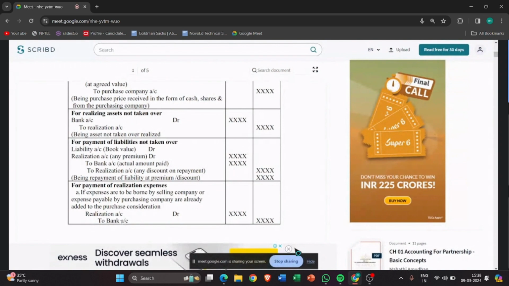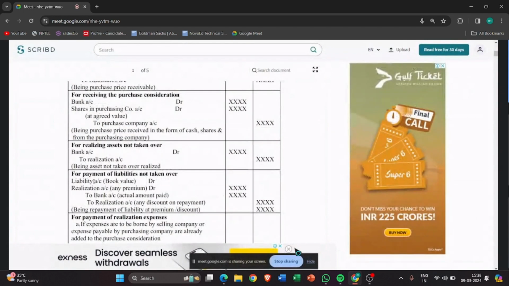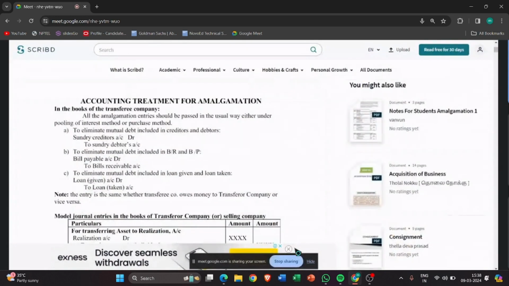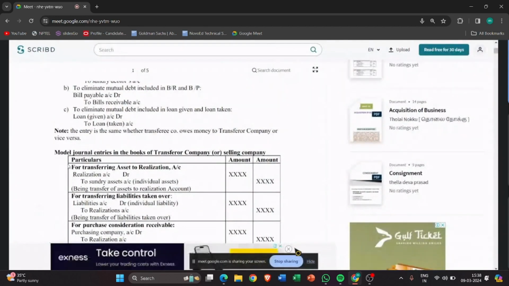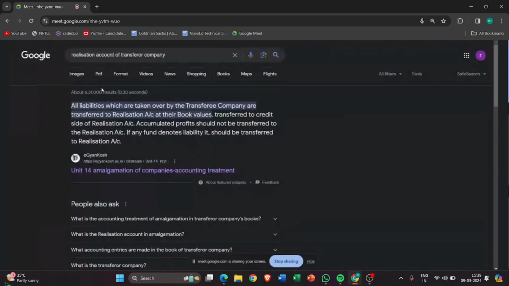Now in the examination, you could be asked journal entries in the books of transferor company. These are the journal entries. Or you could be asked just to prepare the realization account. So 3 marks question I have given preparation of realization account. So don't waste time in preparing the journal. You will just go with preparation of realization account.